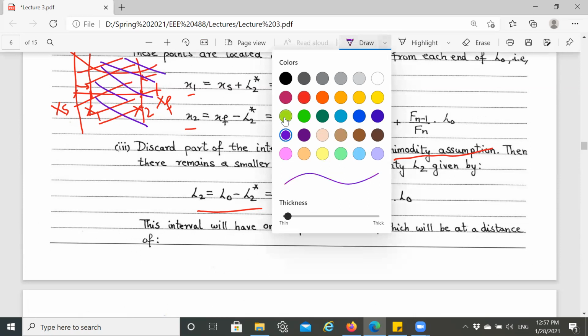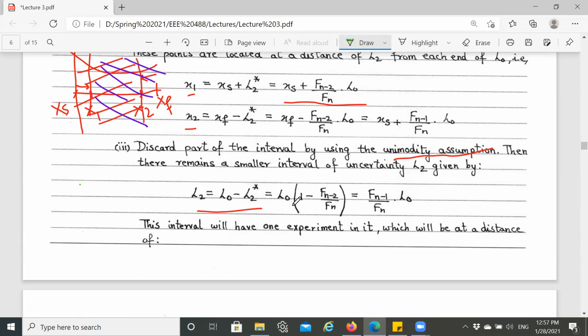This has become very messy. So what you can do is, instead of L naught star, you just replace it with L naught, which we have found earlier, factorize it, and this is what you will get eventually. So your new length would be some reduced length of L naught, and that reduced length is actually a ratio. And this ratio is very important because later on we'll see how it is related to the golden ratio that we have seen earlier.